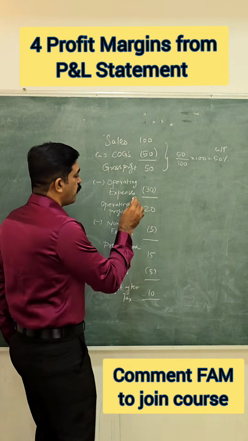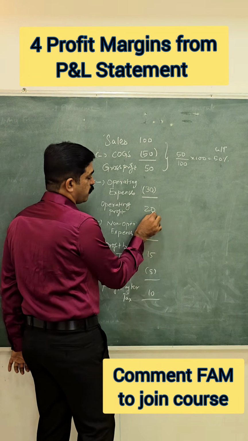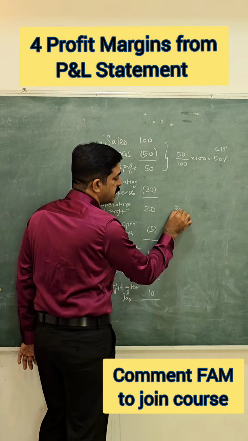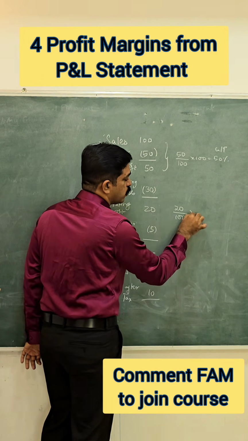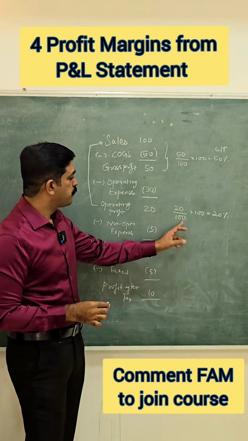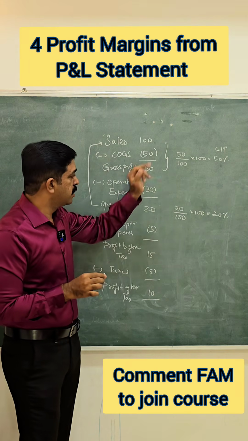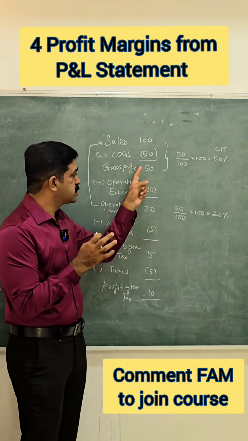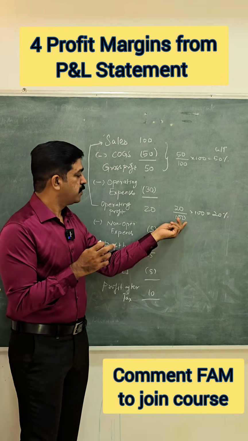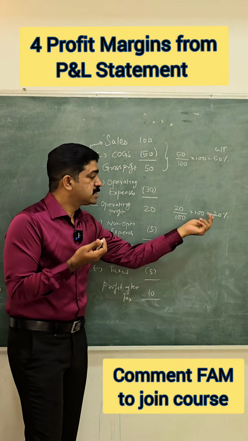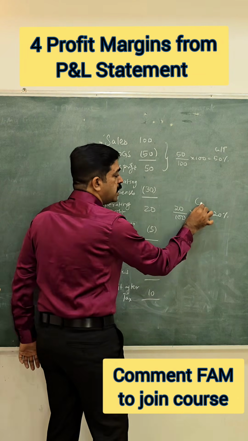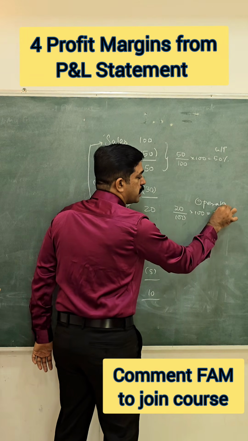Then I can also find out what is known as operating profit margin. For that, what I can do is compare the operating profit with sales. That is 20 divided by 100 into 100 will give me an operating profit margin of 20%. It means they have made sales of 100, but they had various expenses, that is cost of goods sold and operating expenses all put together. After that, whatever profit they have earned translates to 20%. And this profit is very important because this is the profit they are making from their operations.